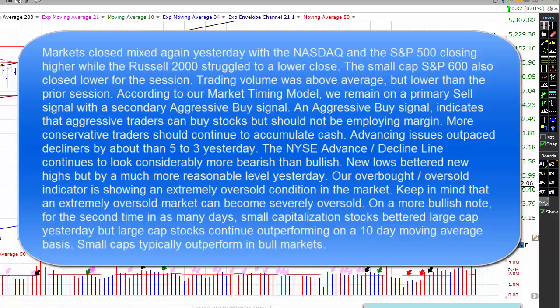On a more bullish note, for the second time in as many days, small capitalization stocks bettered large yesterday, but large cap stocks continue to outperform on a 10-day moving average basis. Small caps typically outperform in bull markets.